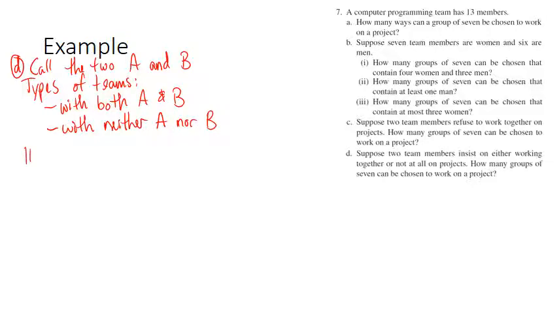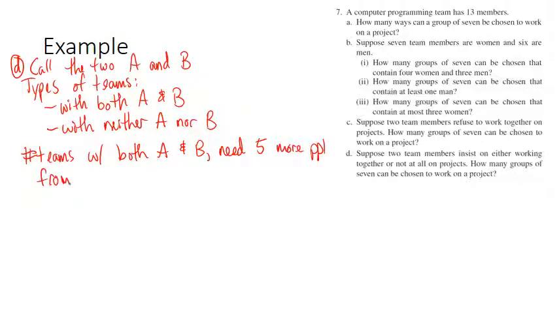So the number of teams with both A and B. We've already chosen them for the team, so we just need 5 more members, 5 more people from the 11 remaining people. So there are 11 choose 5 ways to pick the rest of the team members.